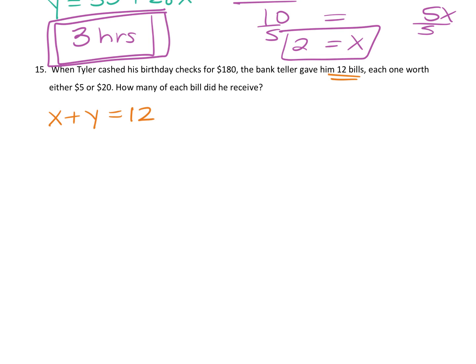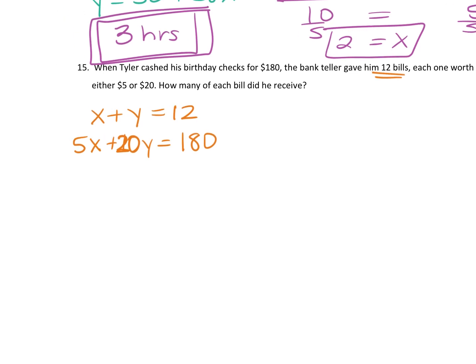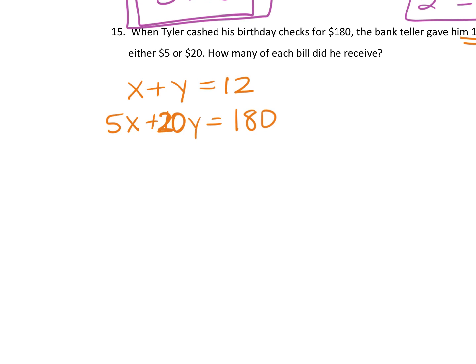Roman, what's the other one? 5x plus 20y equals 180. There we go. $5 per the number of those bills plus $20 per the number of those bills equals the total value. Okay, so that's your system. Now you solve it. And again, if you want to do elimination, do elimination. If you want to do substitution, do substitution. How many people did substitution on this? How many of you want to do substitution with this? I can do elimination? Okay, let's do elimination.